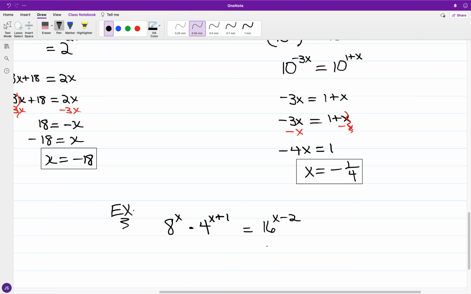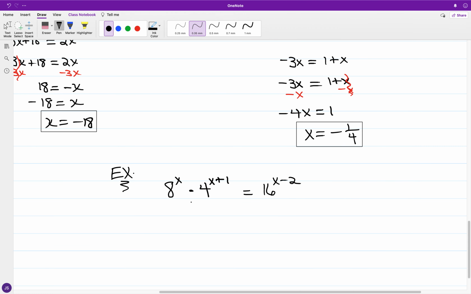Say we have more than just one term on both sides, or I should say a situation where we have more than two terms separated by the equal sign. So we've got two terms on the left, one on the right. And looking at what we have here, 8 to the x, 4 to the x plus 1, 16 to the x minus 2, for these now, you're going to have a common base with the number 2.